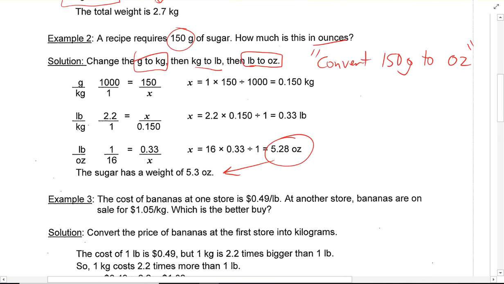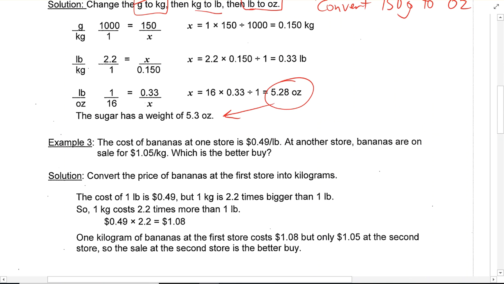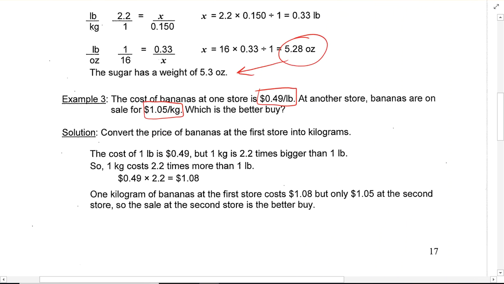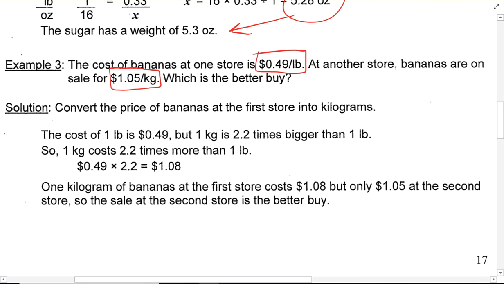All right. Here, one more example. Now this is the weird one here, the cost per pound. If the cost per pound of one and the cost per pound of the other are in different units, which is the better buy? You don't know until you figure out the same units.